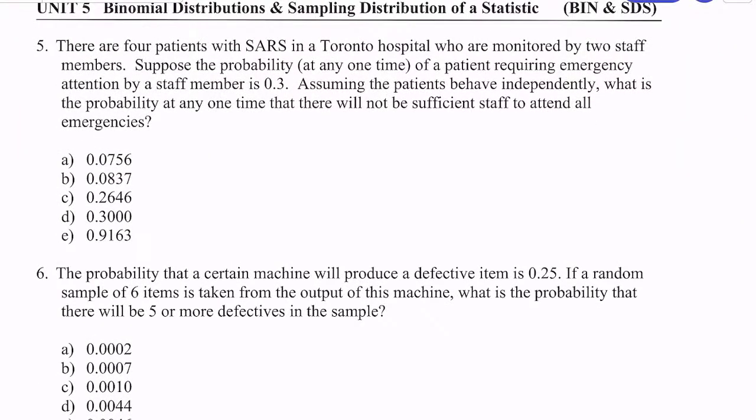All right, let's do the SARS problem and then I'll leave it to you. Is it a binomial? If it is, you should be able to identify x, n, p, k, and success.